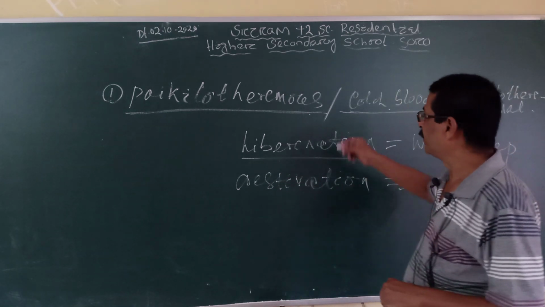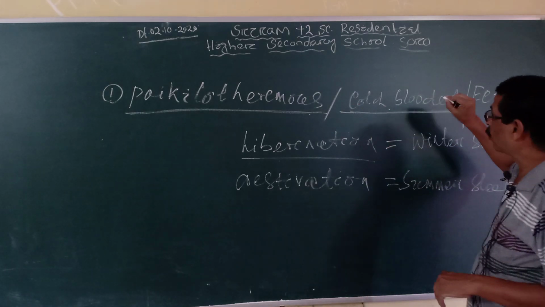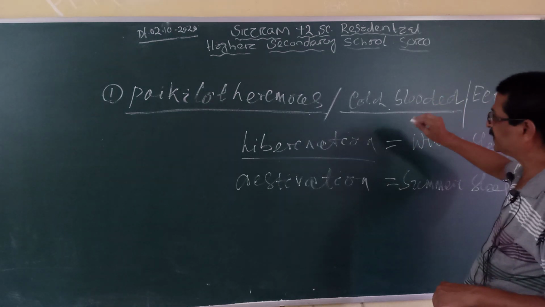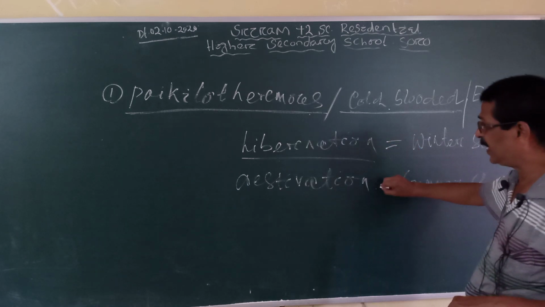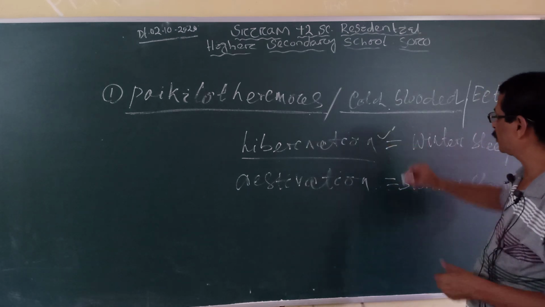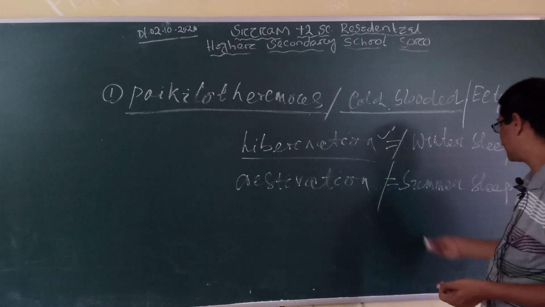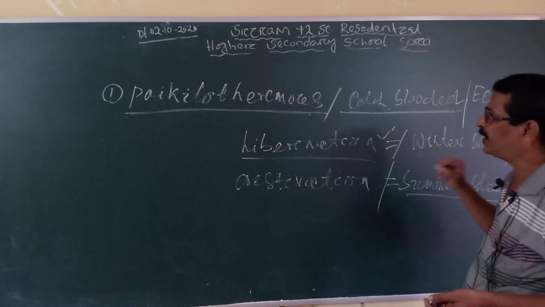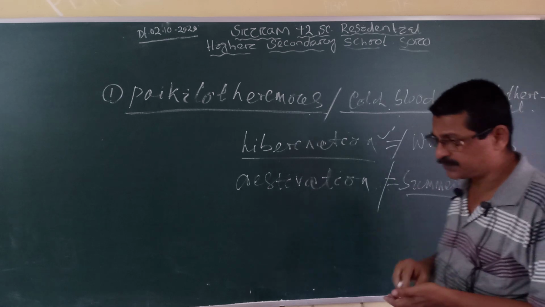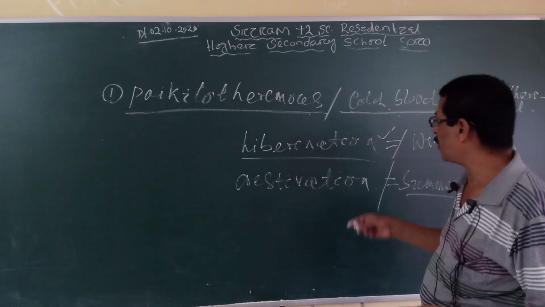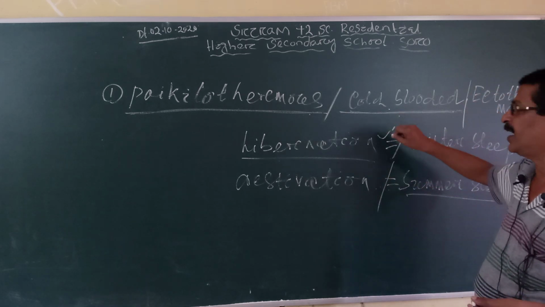The cold-blooded animals undergo hibernation or estivation. Hibernation is otherwise called the winter sleep. Estivation is otherwise called the summer sleep. That is why the cold-blooded animals undergo hibernation, because the body temperature of these animals changes with the environmental temperature.